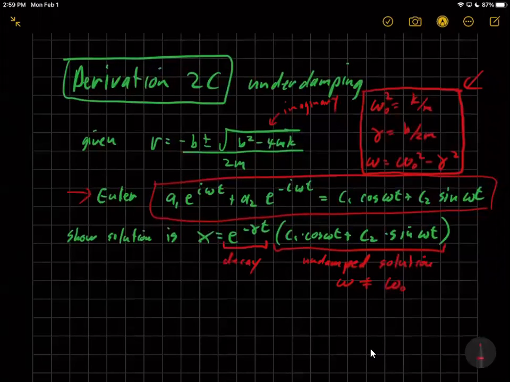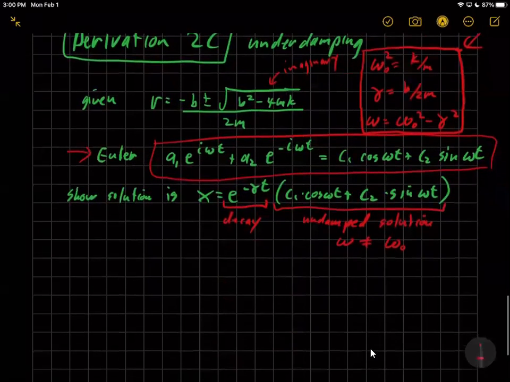Okay, so we have a new oscillation rate because of the damping. It will slow things down a little bit. And we have exponential decay as well. So our oscillations will die down. All right, so we just have a decaying oscillation of what we had before. But let's show that this works.